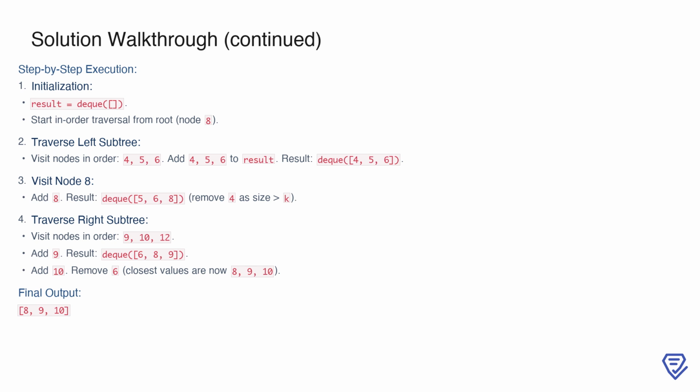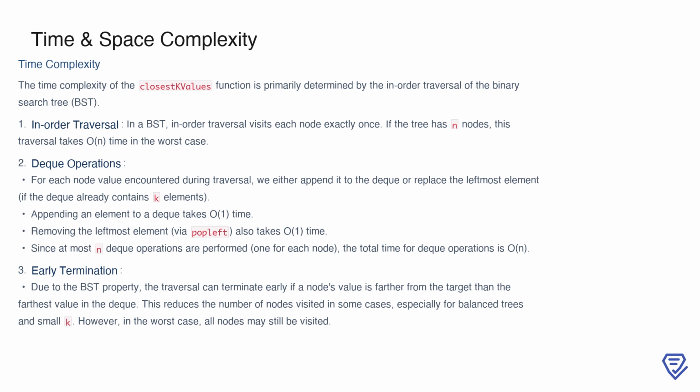Adding 9 to the deque gives 6, 8, 9, and adding 10 results in 8, 9, 10 after removing 6. Since the closest values to the target are now determined, the final output for this example is 8, 9, 10. The time complexity of the closest k-values function is influenced by the in-order traversal of the binary search tree. During this traversal, each node in the tree is visited exactly once.